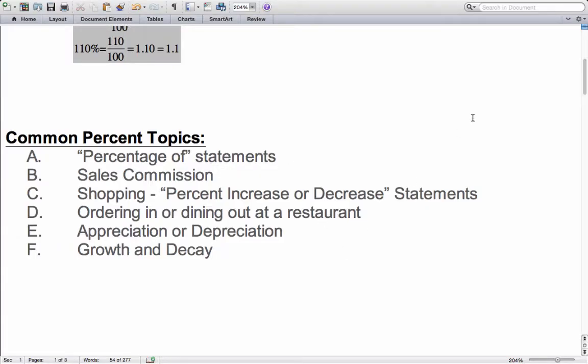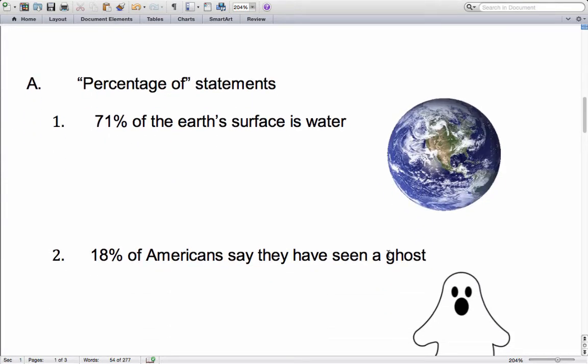Some common percent topics or applications include percentage of statements, sales commission, shopping, percent increase or decrease statements, ordering in or dining out at a restaurant, appreciation or depreciation, and growth and decay. In this video, we're just going to look at topics A through D, because when we get through E and F, that gets into exponential equations, and that's something you'll see later on. So the first topic we're going to look at is percentage of statements.